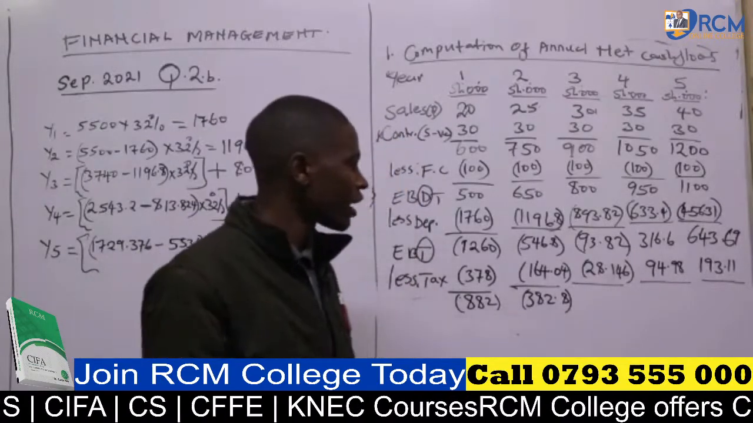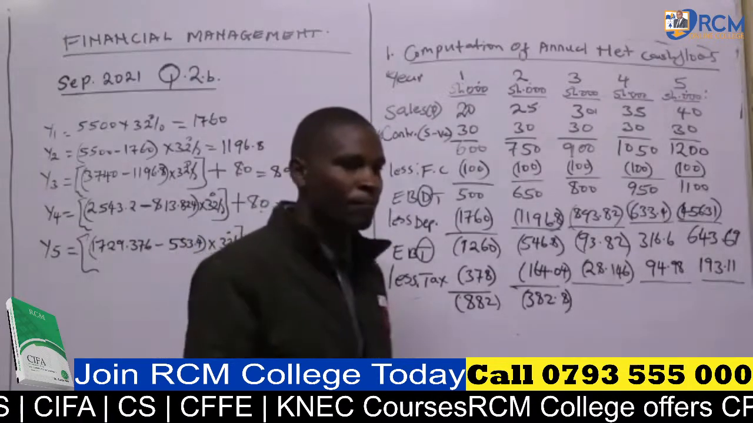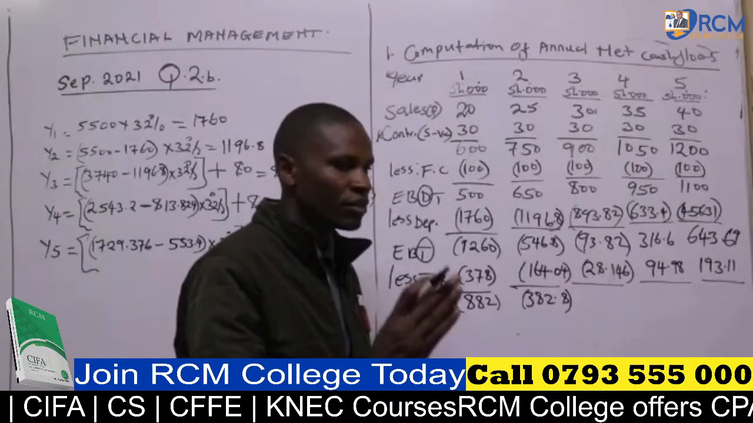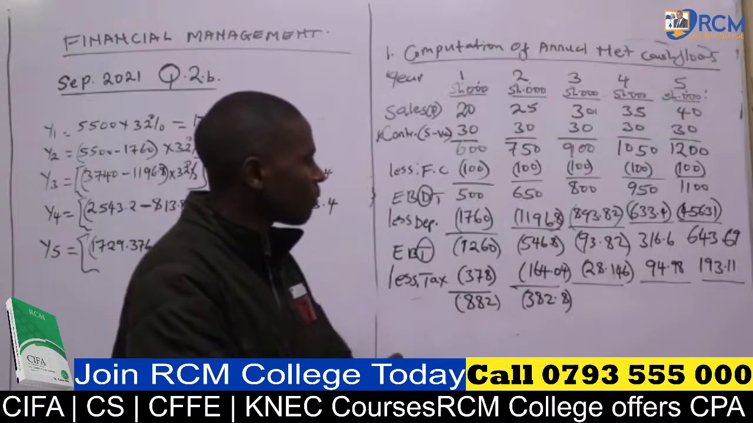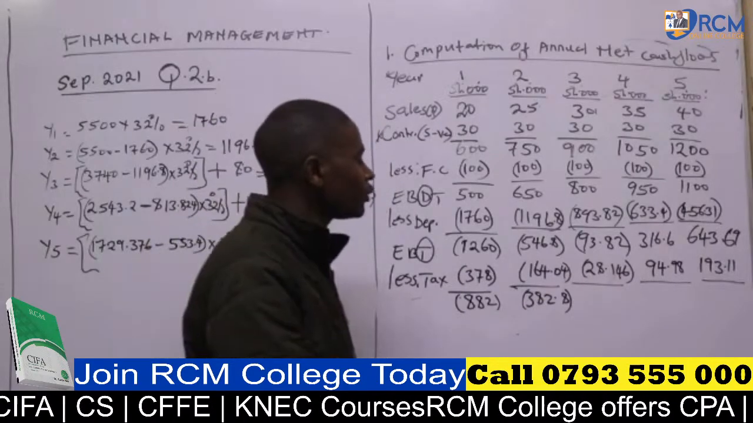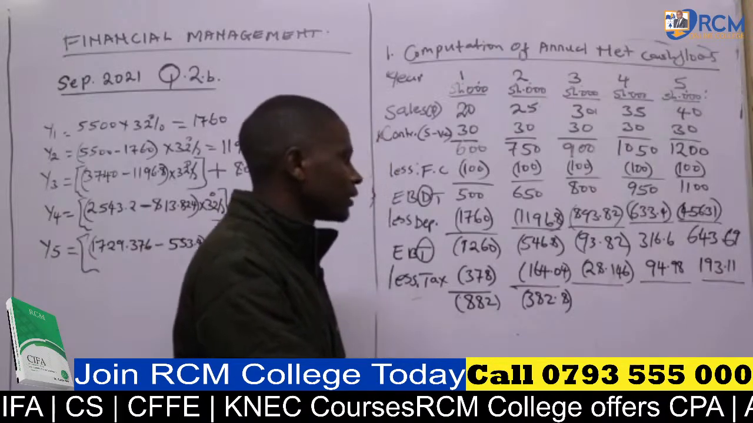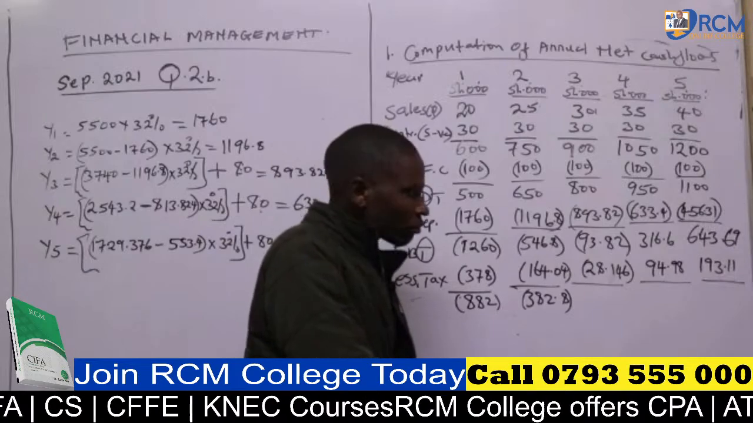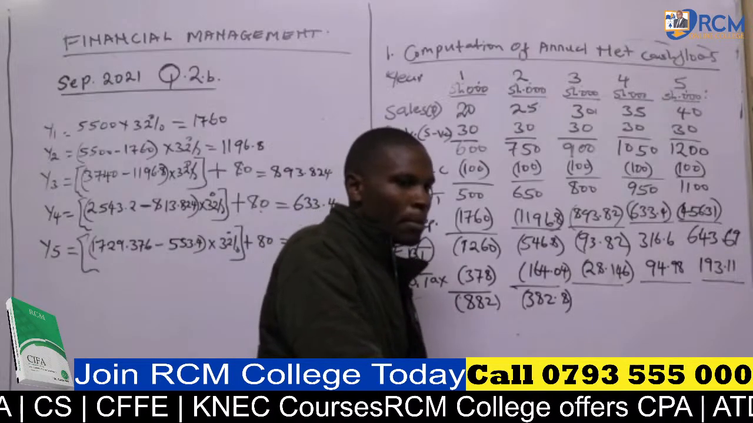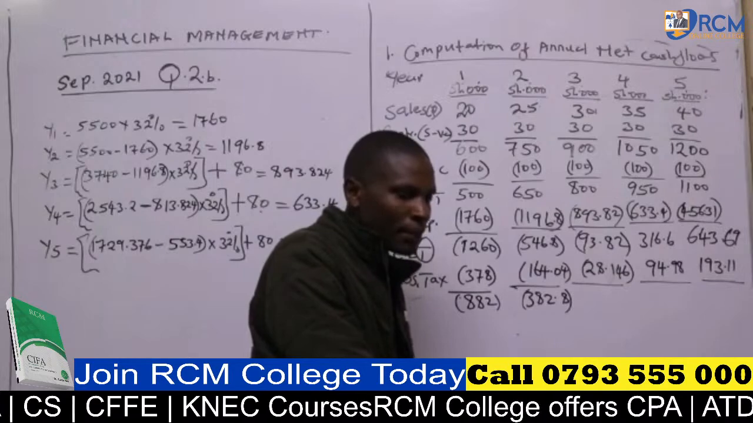Is it a calculator? Good. Thank you. Getting the same. Let's move to the next one. 93.82 minus 28 point. How much are you getting? Tunapata ngapi pale? Hapo tunapata ngapi?